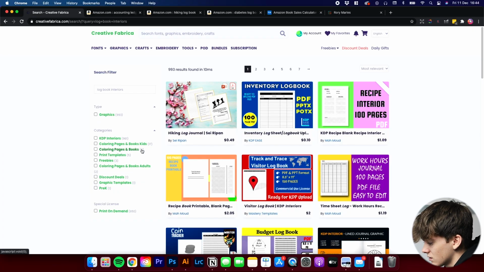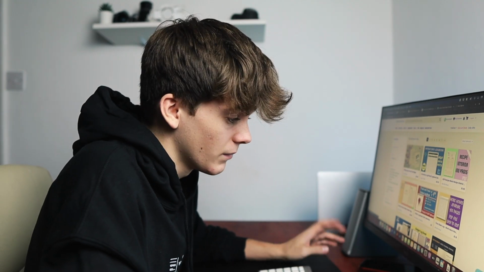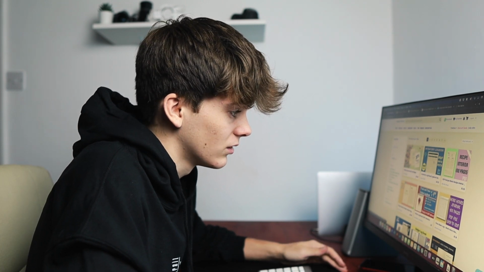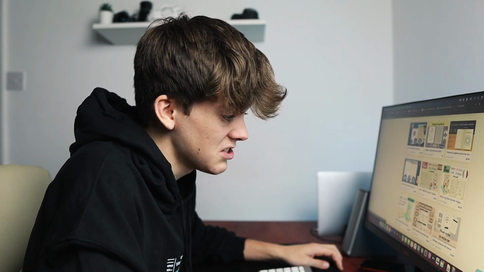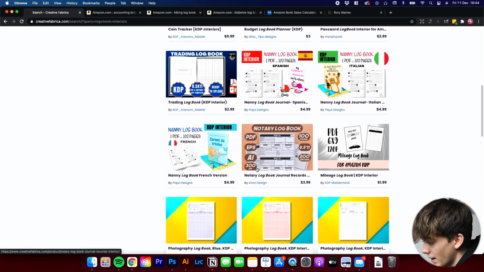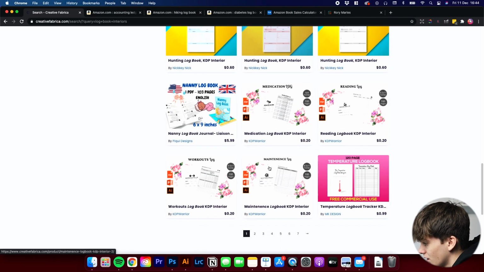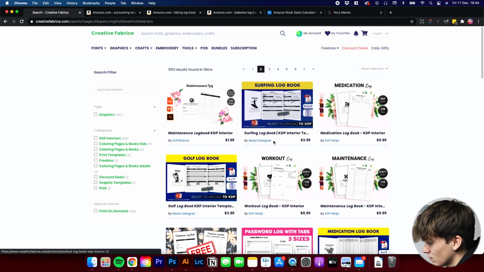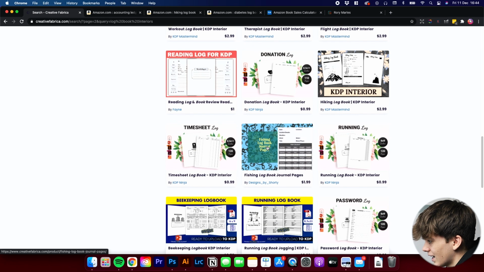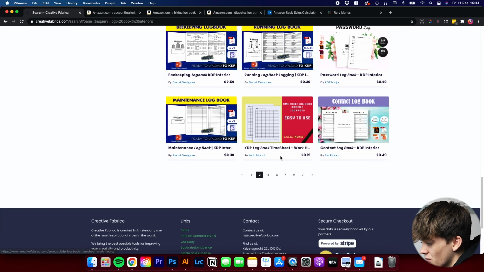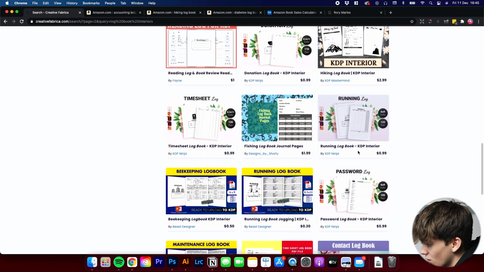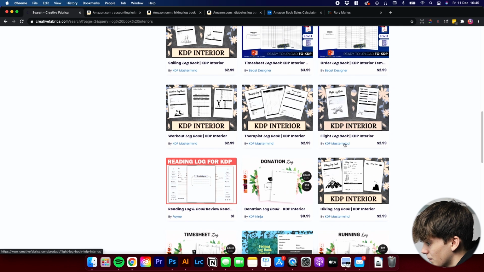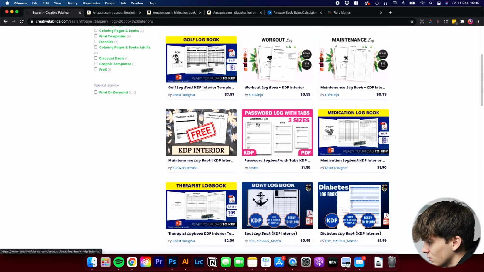Also, just typing in logbook interiors is a great way to do some niche research, because searching these interiors can come up with a bunch of different niches that you may not have heard of before, like a nanny logbook journal, photography logbook, reading logbook, temperature logbook, and that sort of thing. Creative Fabrica is brilliant because it has pages and pages of this stuff, and some of these are so cheap. 99 cents, 19 cents there for a logbook timesheet. Running logbook 99 cents, $2.99. These look a bit more high quality. Flight logbook, all that sort of thing.